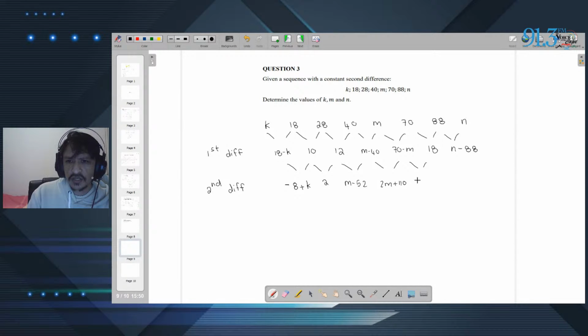And here we should get 18 minus 70. So we're going to get M. 18 minus 70 is about 40, 50, 60, 52. All right, so minus 52. And we do the same thing over here, N minus 88 minus 18. And that's basically what they did. And then they went ahead and they found, oh, 2 is the common difference. And then they stated that each second difference is equal to 2. And then they solve for k, m, and n in that order.